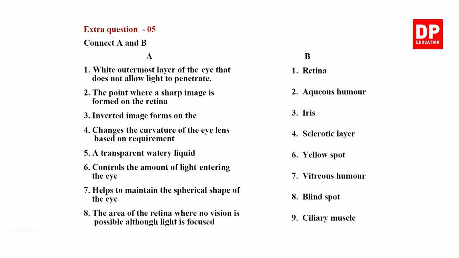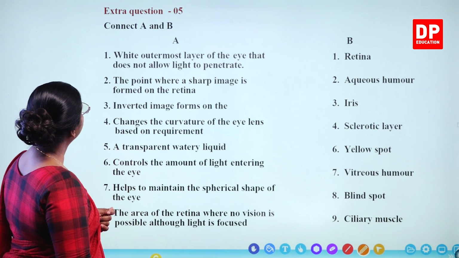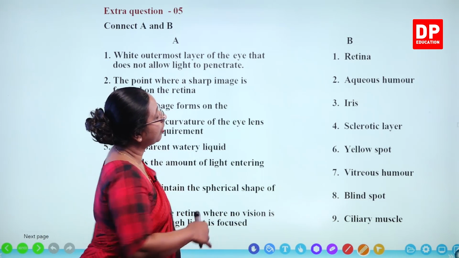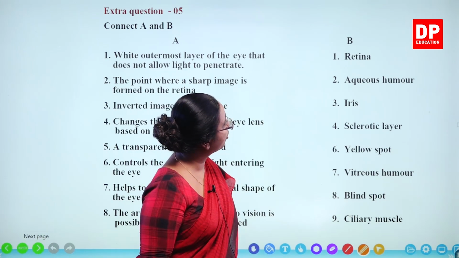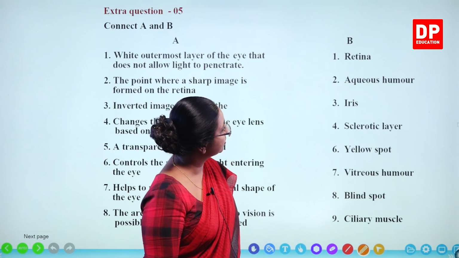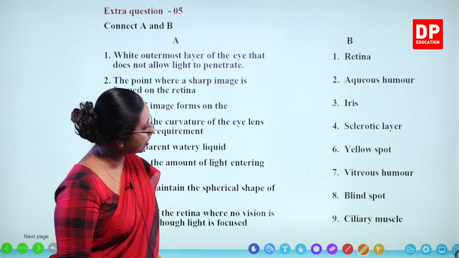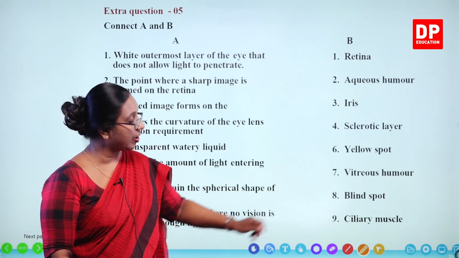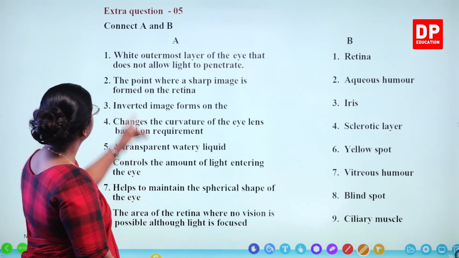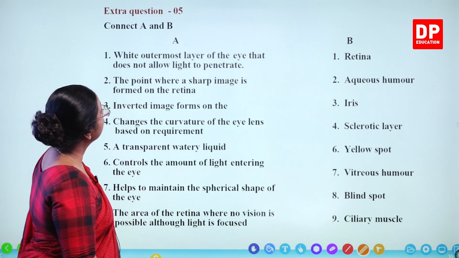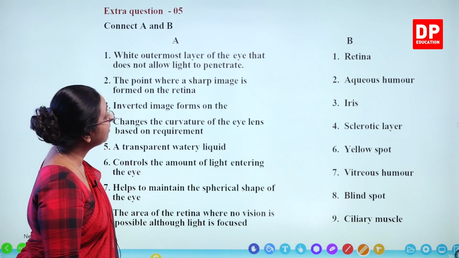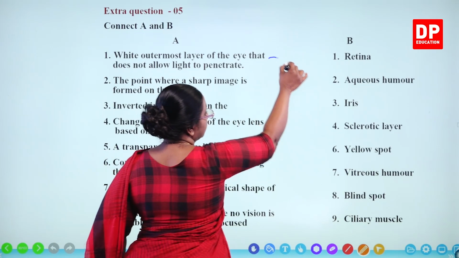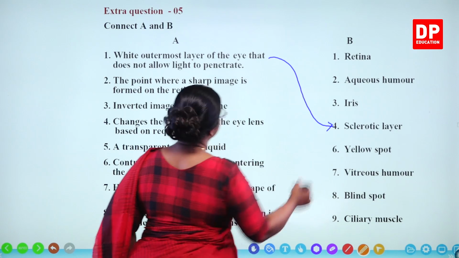Then the next one. Extra question 5. Connect A and B. Before I read column A, I will just go through column B. Retina, aqueous humor, iris, sclerotic layer, yellow spot, vitreous humor, blind spot and ciliary muscle. So, white outermost layer of the eye that does not allow light to penetrate. What is that? It is the sclerotic layer. So, it has to be this.